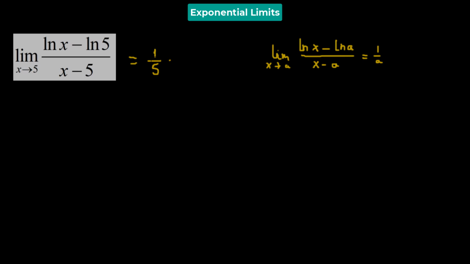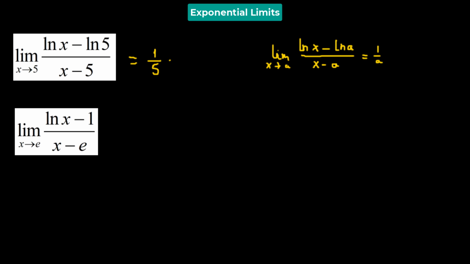Let's go to the next question. So we have log of x minus 1 divided by x minus e. e is the exponent. So we need to find its limiting value when x approaches e. Now this problem is quite similar to the previous two problems. So we're going to use the result straight away. But before that we need to change the numerator.